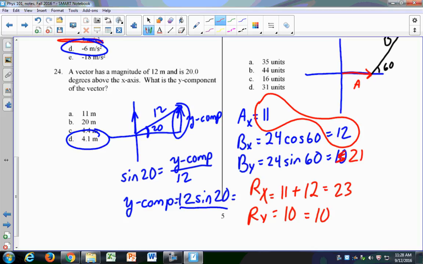But make sure it is in degree mode, too, because I've had a number of students come to my office and they were getting the answers wrong just because their calculator's in radian mode, which you need for calculus, which many of you are in, but not for this class. You'll get it wrong in this class.